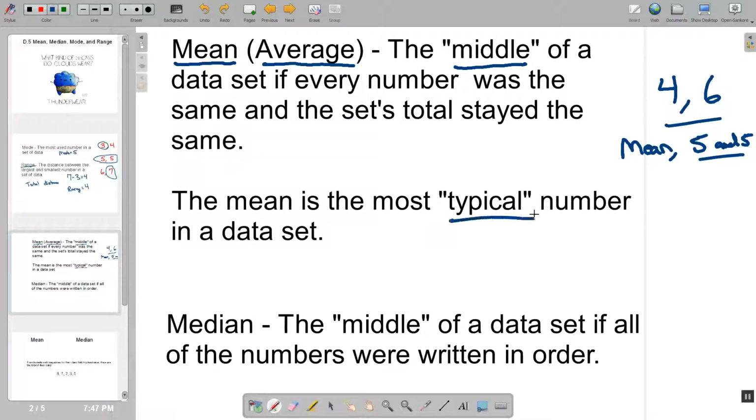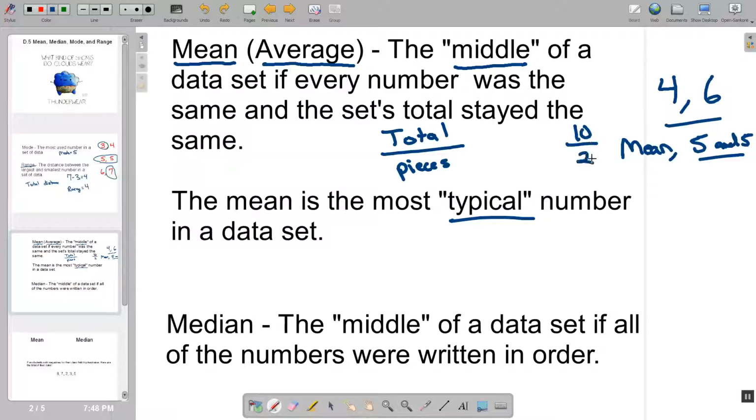The other way to phrase it is it's the most typical or common number in the data set. Not used most often, but what the average person would do in that situation. The way to figure out average, which you've probably seen before, is total divided by pieces. So in this case here, there are 2 pieces, and the total is 10.